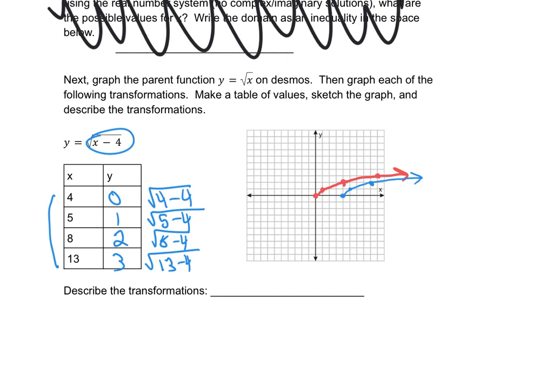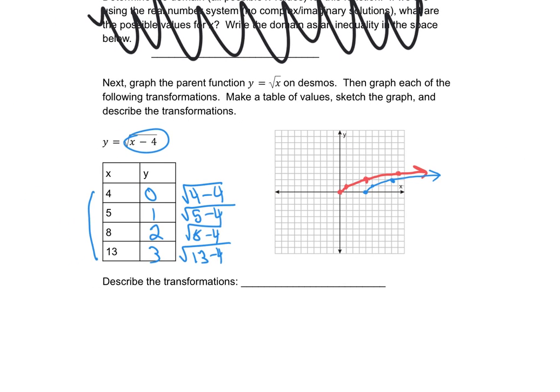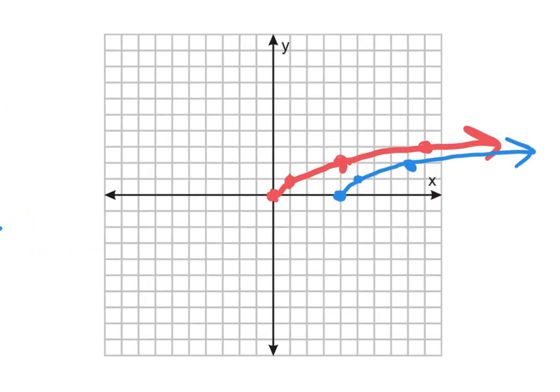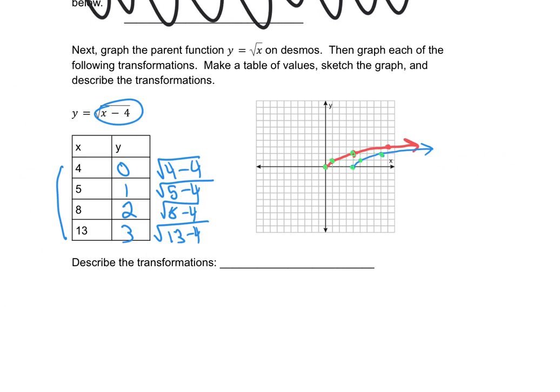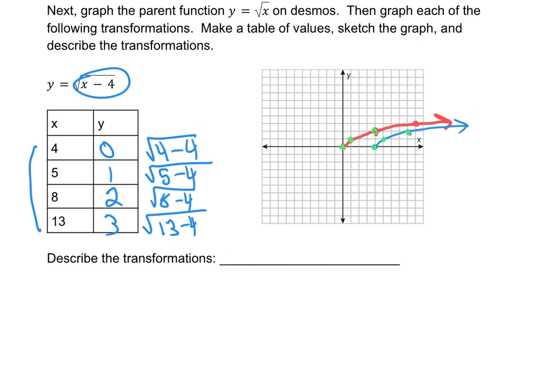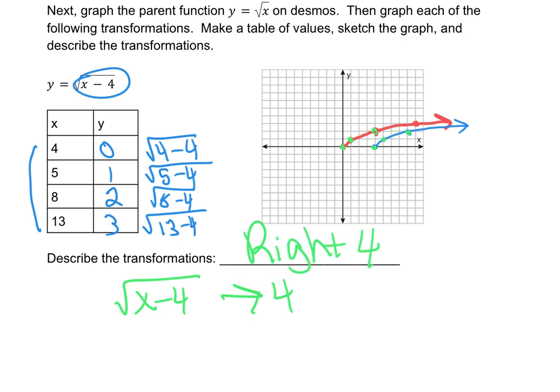But if you notice, what has happened from our red graph to our blue graph is that we have shifted 4 units, every one of these ordered pairs. 1, 2, 3, 4. Here's this point, 1, 2, 3, 4. Here's this point, 1, 2, 3, 4. And if we would have had a bigger graph, we could have actually seen that with the last point as well. So when we have an x minus 4, so the square root of x minus 4 means that my graph moved to the right 4 units. So we would just describe the transformation as right 4.